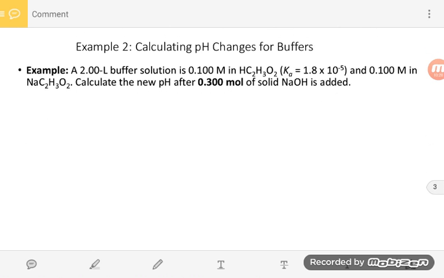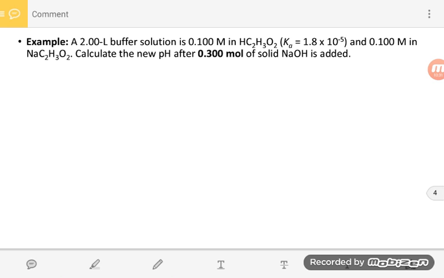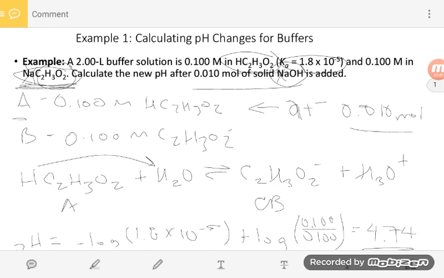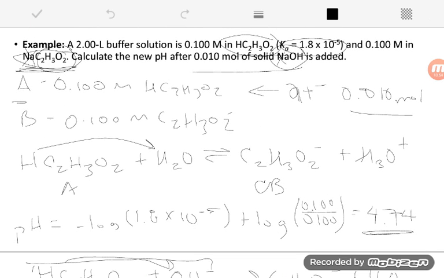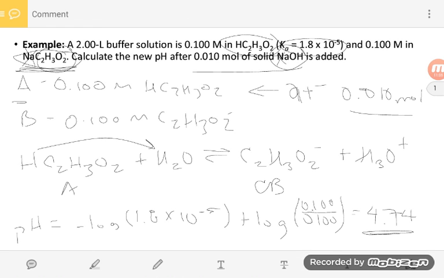I want to show you a very, very similar example down here. So now I have the same buffer system, a 2-liter buffer system that's 0.1 molar in acetic acid and 0.1 molar in sodium acetate. Only difference here is I'm adding a bunch more sodium hydroxide. I'm adding 0.3 moles of sodium hydroxide instead. Now normally I would start this from scratch, but we've already done this work. So just to remind us, up here, this was just establishing who my acid and base are, and that's the same. I still have 0.1 molar of an acid, 0.1 molar of a base. I can still establish that by writing this equation here, and I can calculate my pH. So I don't need to do all that work again.